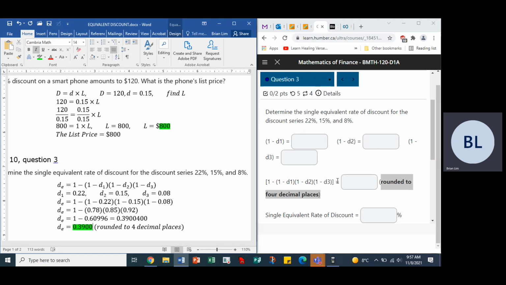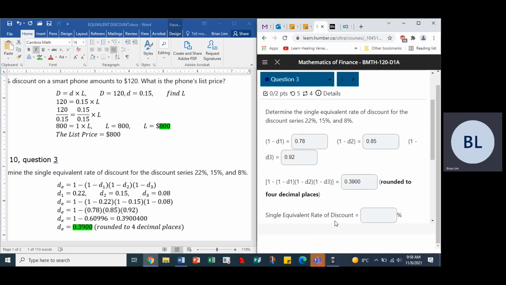So this is indeed the answer, 0.3900. We can put that number in here, 0.3900. 1 minus D1 was what? We have it there, 0.78. It's this number right here. Next one, 1 minus D2 is 0.85. And then 1 minus D3 is 0.92. Those are these 3 numbers right here.